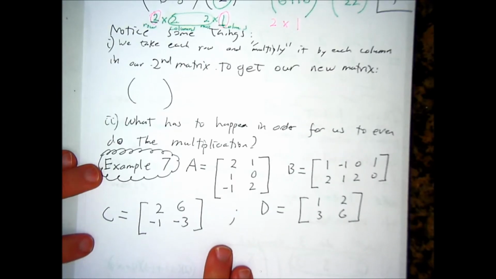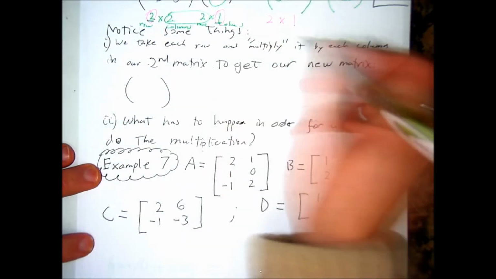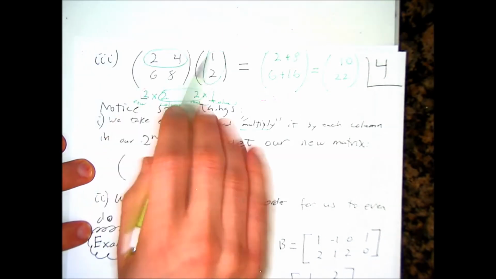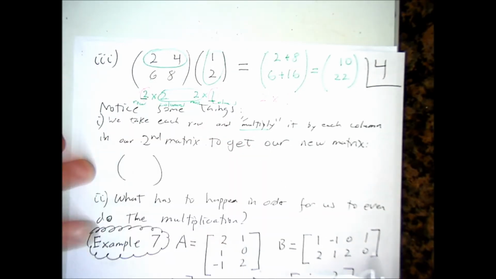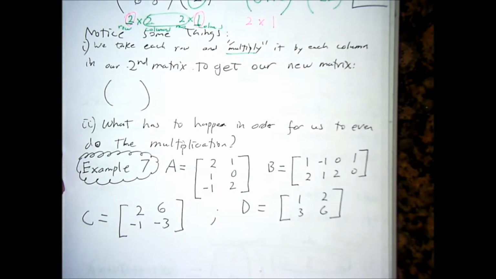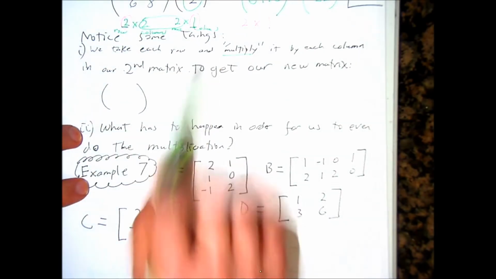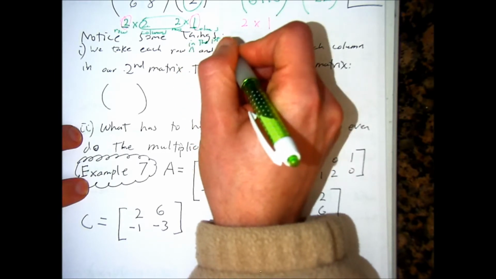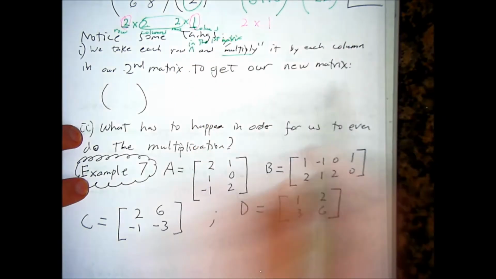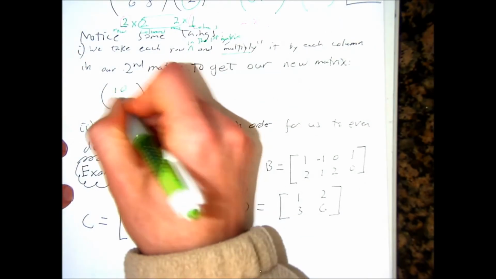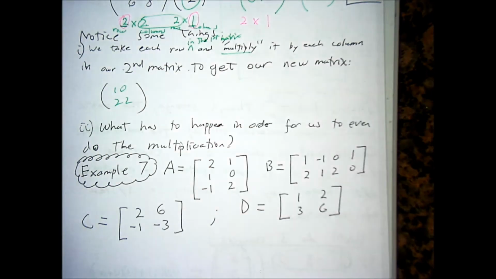So we notice some things. We can take each row and multiply it by each column, right? It's not exactly multiplying like we used to think of it. You're taking this number, multiplying it by this, and then adding it to this number multiplied by this. So it's a different type of multiplication, but that's what we're calling it because it's analogous. So we take each row in the first matrix and multiply it by each column in our second matrix to get our new matrix, which in this case was 10 and 22.